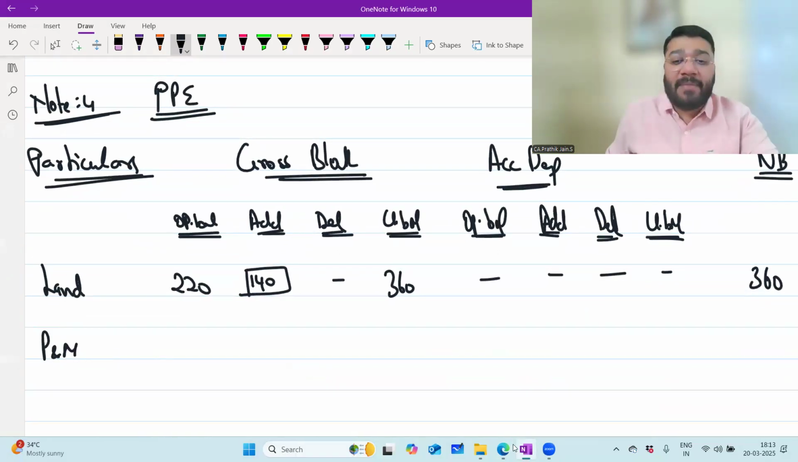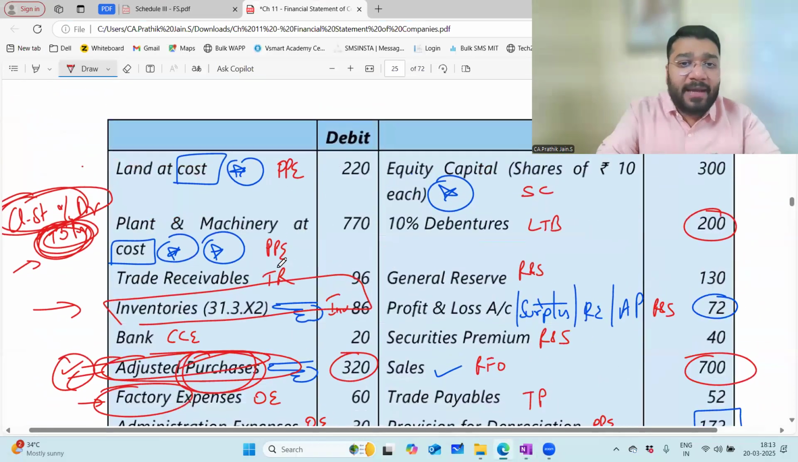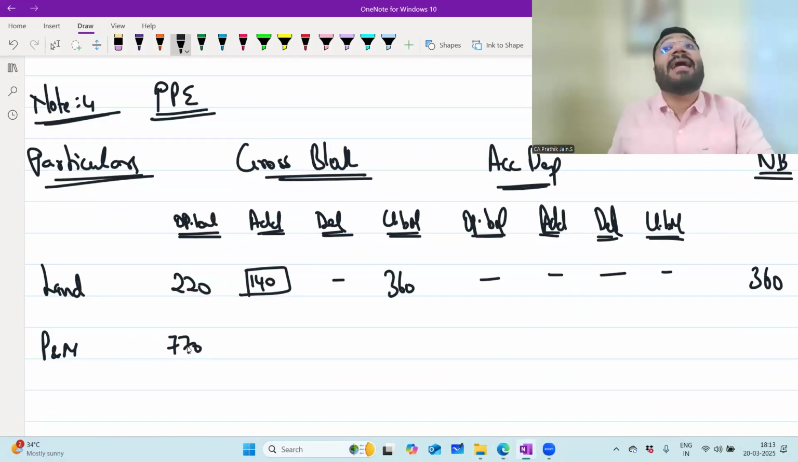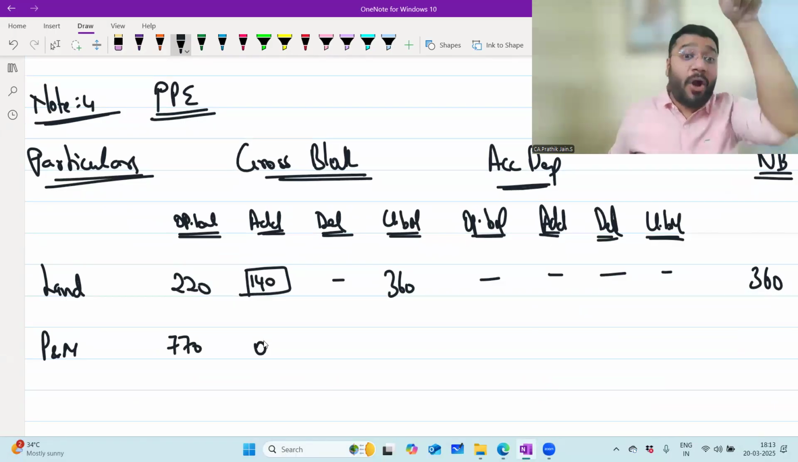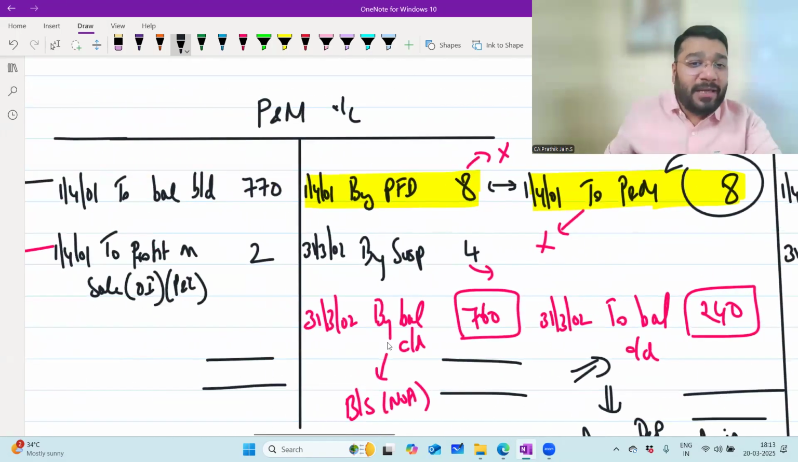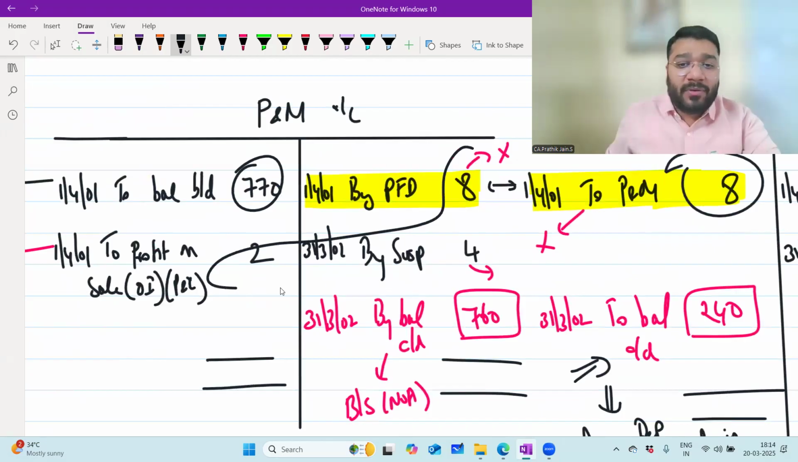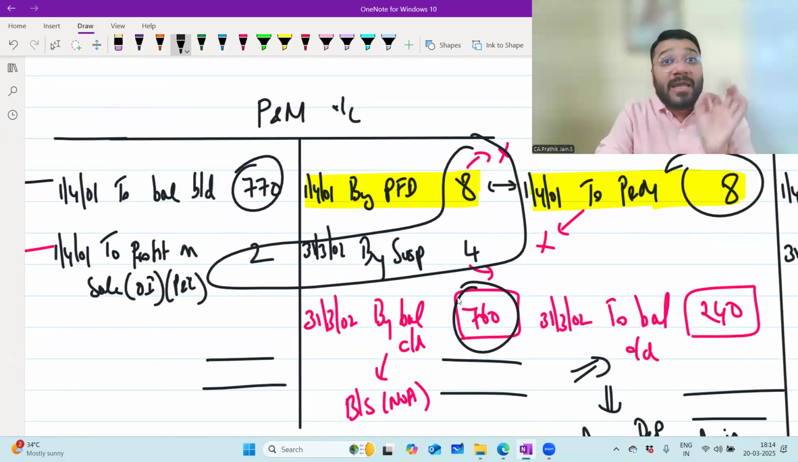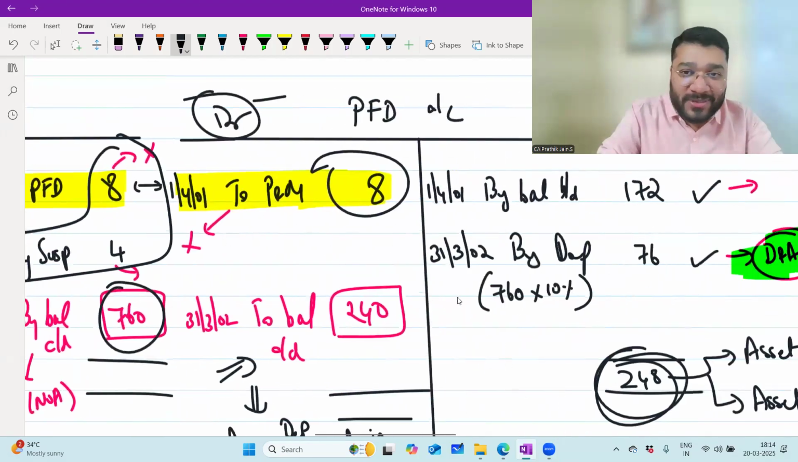Plant and machinery. What is the opening balance? 770. Did you buy any asset in the current year? So in the addition column, 0. Did you sell any asset? Yes. At cost, how much? 10. How much is the closing balance? 760. Can I say this is nothing but copy paste from the ledger? Opening balance, then if you adjust minus 10,000, you'll automatically get 760. So whatever presentation is done in the ledger, columnar presentation is done in the notes to accounts.